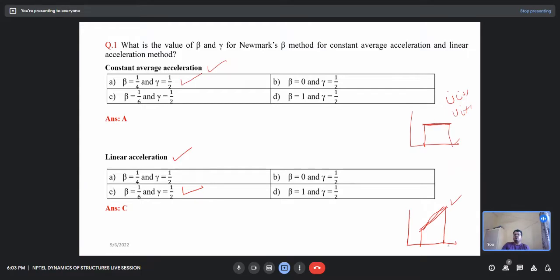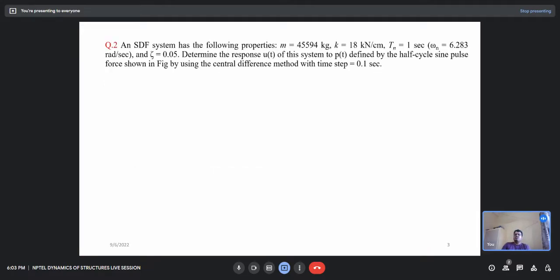Now let us move to another question, which is related to the central difference method. We are given the mass, the stiffness, the time period of the system, and also the natural frequency of the system. Damping in the system is given as 5%. We have to determine the response corresponding to a cycle. A half sine pulse is given, so we have to determine the response at a step of 0.1 second. Here we will calculate the response up to 10 seconds.